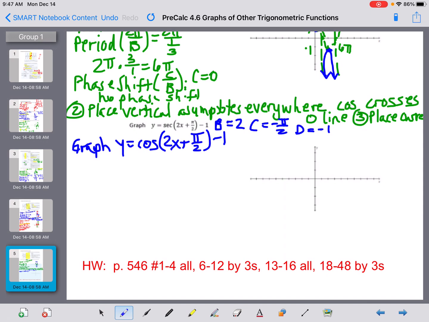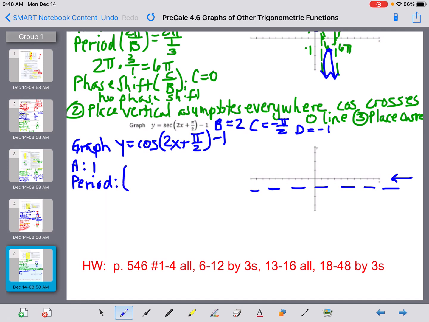I need to kind of start with that d of negative 1. So what that says is instead of using my x-axis as my horizontal line, I'm actually going to drop it down negative 1. Okay? So I'm going to draw this new, and by the way, that's what I would call my 0 line. I'm going to take my 0 line and I'm dropping it down 1, okay? My amplitude is 1 because that's my value in front of the secant, and there's nothing there.